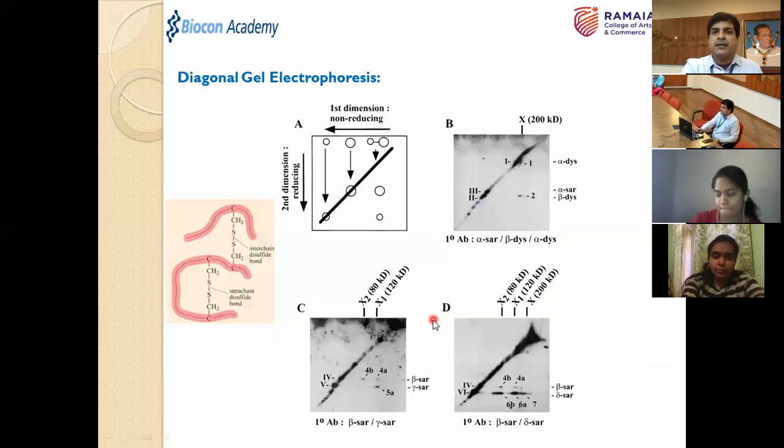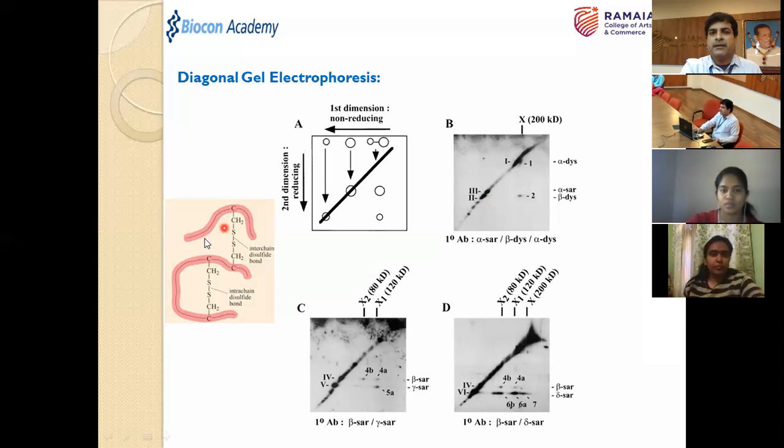Now the last one, that is another important one, diagonal gel electrophoresis. The term you see here is diagonal. Diagonal is the shape of the protein spots that you will observe in the gel. And this is also two-dimensional. The first dimension is under non-reducing condition. You see here, this is a dimeric protein with two subunits. And what happens after denaturation? It forms a diagonal if the proteins are not having any cysteine bonds. I told cysteine, right?